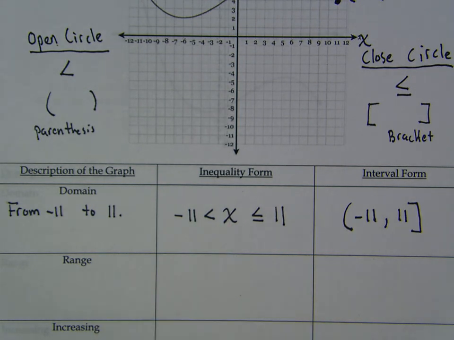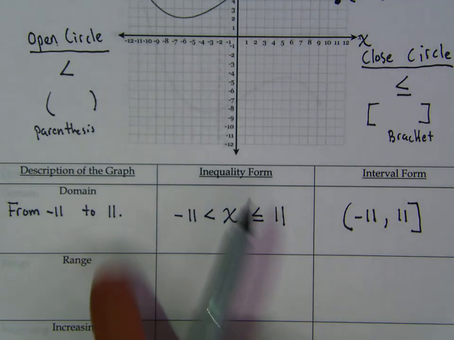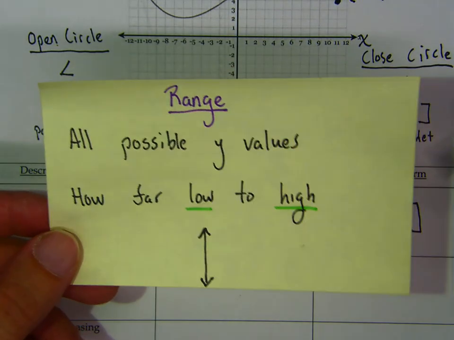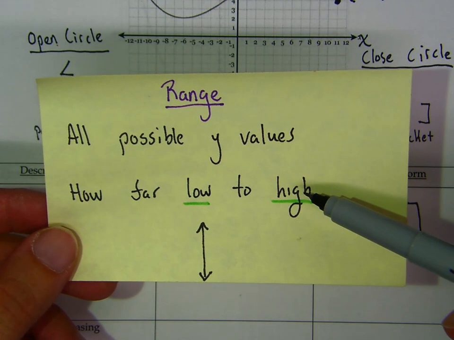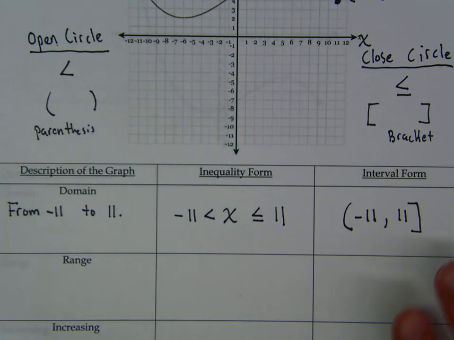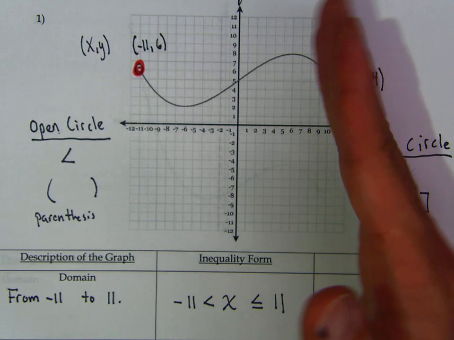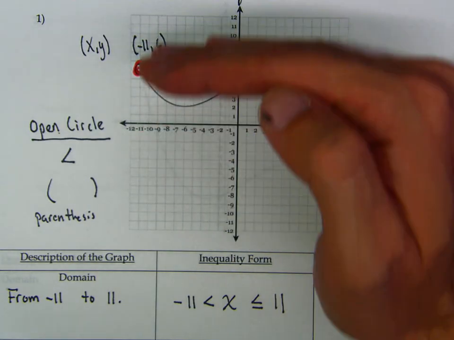Let's take a look at your notes, right? What is the definition for range? If domain is all my x values, range must be all my y values. So how far low to high can I go? Before, for domain, I went left to right. Now for range, I go low to high.